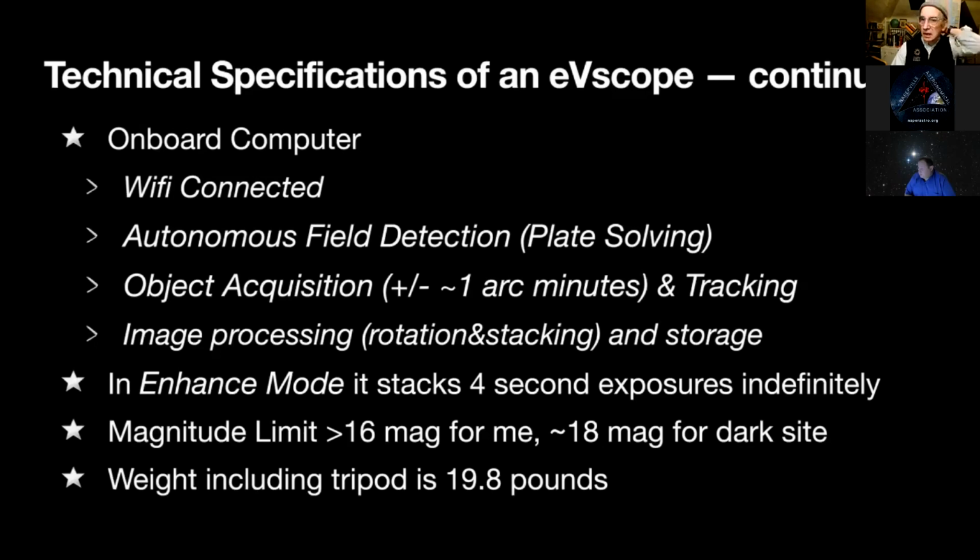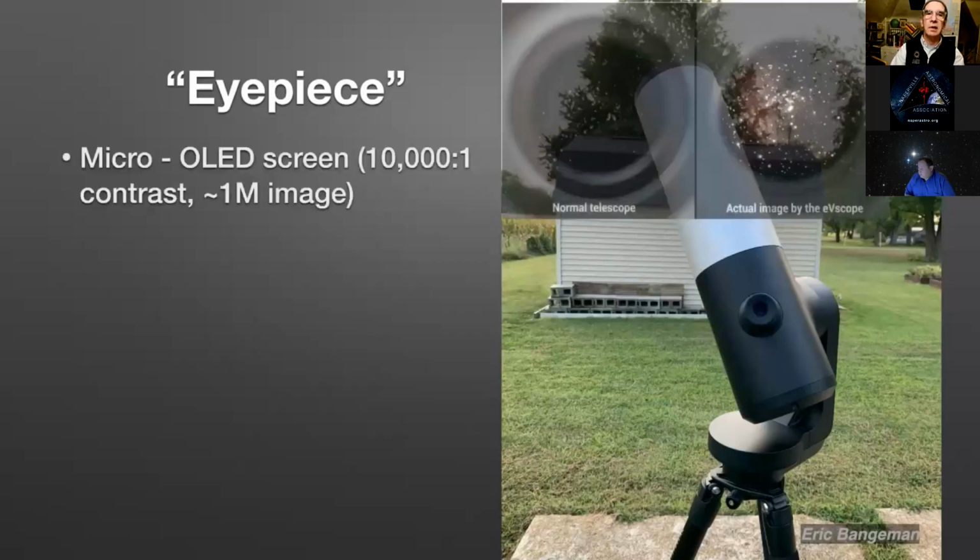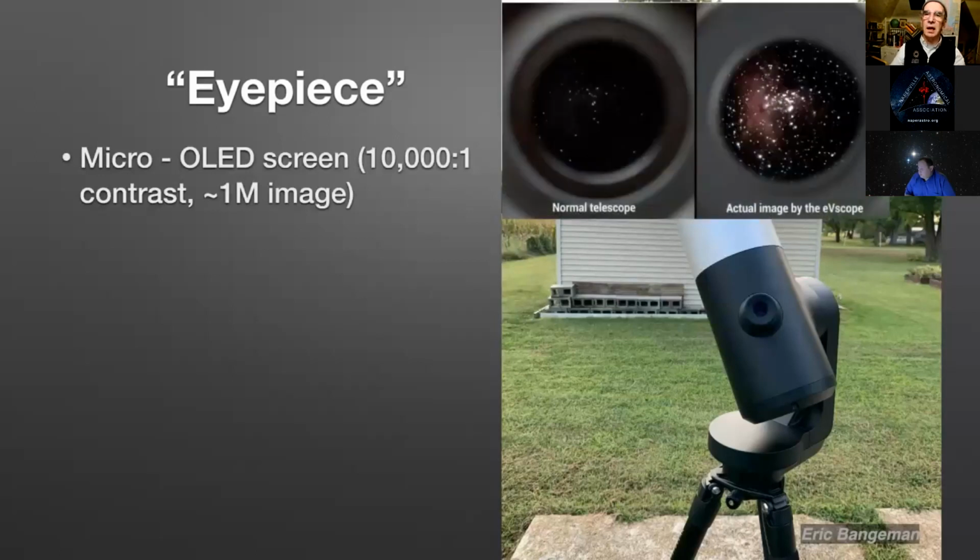Okay, so this is Eric Bangham's just showing you the eyepiece. Talk a little bit about the eyepiece. It's a little deceptive to call it that. It's really a micro OLED screen. Pretty high contrast, and you can't even really see the pixels, and it's relatively bright. So when you look in an eVscope, you see colors in more detail. It actually looks pretty good.